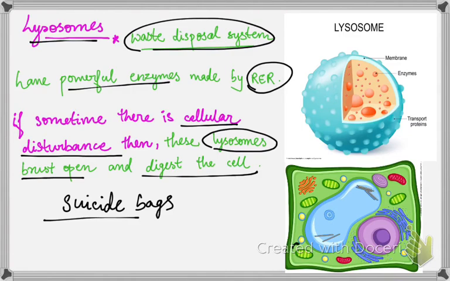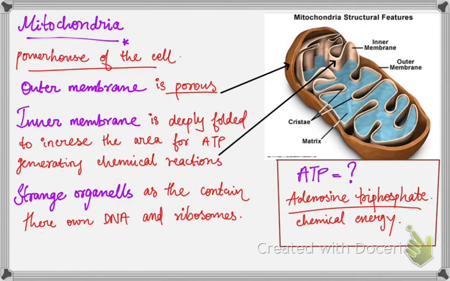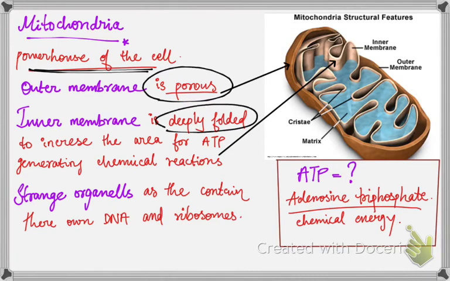These many activities take place in the cell, but from where do they get energy? So here is our next cell organelle, that is mitochondria. This is the powerhouse of the cell. It has two membranes, inner membrane and the outer membrane. Outer membrane is porous, whereas the inner membrane is deeply folded in order to increase the area for chemical reactions that generate the energy. They give out the energy in the form of ATP, that means adenosine triphosphate, and then this energy is distributed equally among all the cell organelles in order to perform different activities.